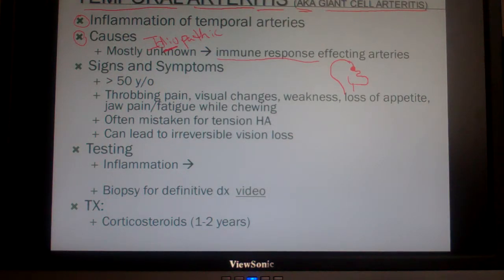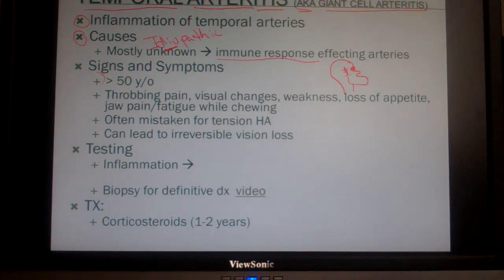Anyway, either way, even with my very ugly drawing, we can agree your temples are somewhere around here, and you've got arteries that go through there. So this is my little temporal arteries. As the temporal arteries get inflamed, that is a problem. And keep in mind this anatomy, such as it is, that I'll get back to in a second.